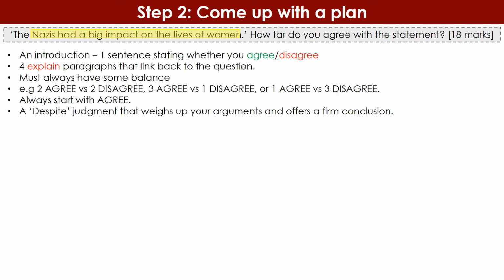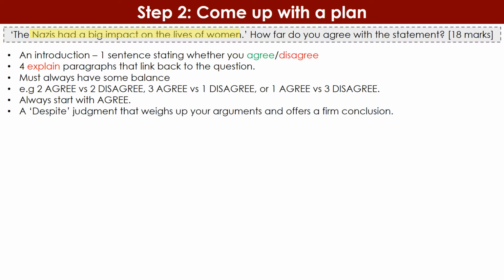Once you have finished your 4 paragraphs, you then need to write a despite judgment that weighs up your arguments and offers a firm conclusion. We'll talk about the despite judgment when we come to look at the example answers and the sentence starters for this. However, I strongly encourage all of my students not to rush through the main body of their essays, the 4 paragraphs, to get onto the conclusion, because the conclusion is only worth the 18th out of 18 marks. You can still get 17 marks from the 4 main paragraphs, so it is therefore not worth rushing anything to get onto the conclusion.